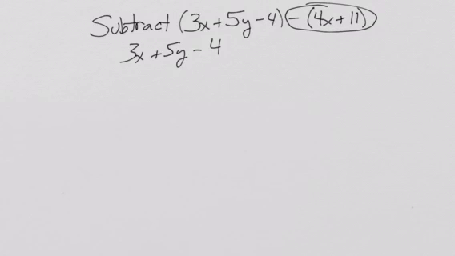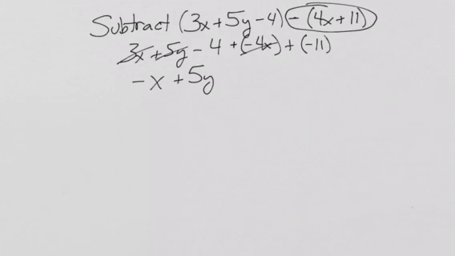So it'll be plus -4x plus -11. Okay, so if we're doing the opposite of that, or just minus 4x minus 11. Well, if I have a minus 4x and a plus 3x, that's going to give me a -x plus 5y. There's nothing to match with it. Then we've got a -4 and a -11. Well, that's going to be -15.